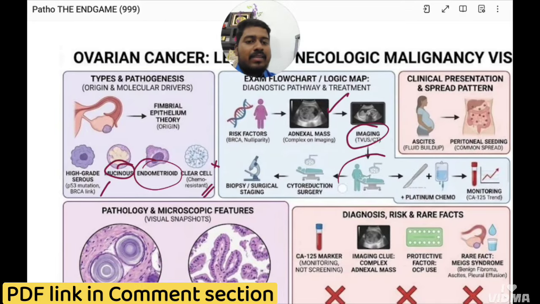And then what is the treatment that you do? One is you do cytoreductive surgery. What is cytoreductive? Cytoreductive means debulking surgery, which means you remove as much tumor as possible so that chemo can act after that.